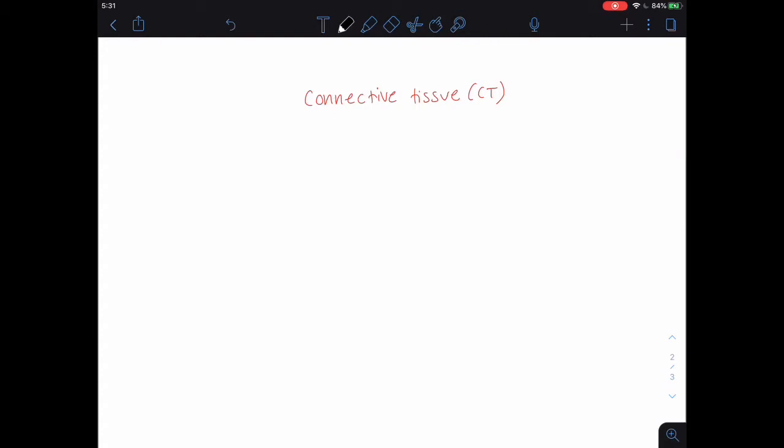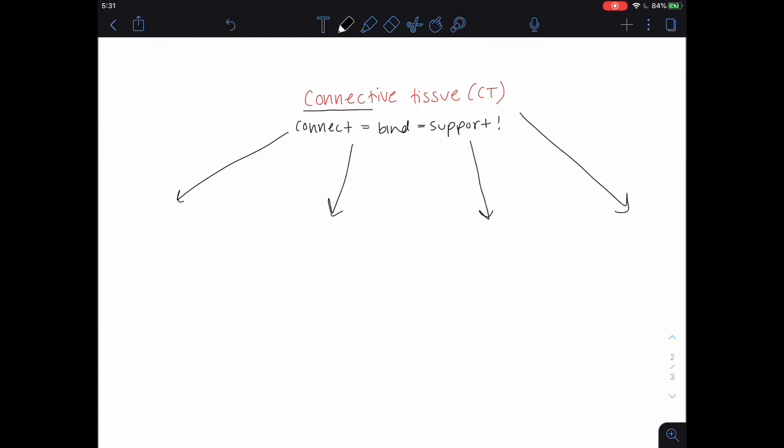The word connect is in the name, so you can see that the function is to connect things together, binding and supporting. The 4 major types of connective tissue, we can continue our flowchart to blood, cartilage, bone, and connective tissue proper, or called dense regular connective tissue. Let's start off with blood.